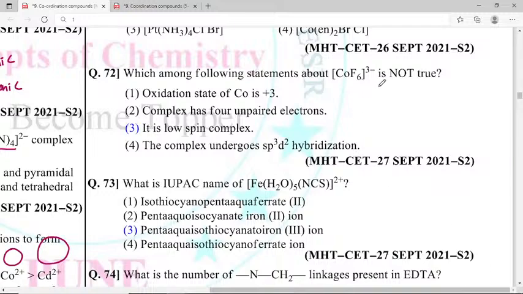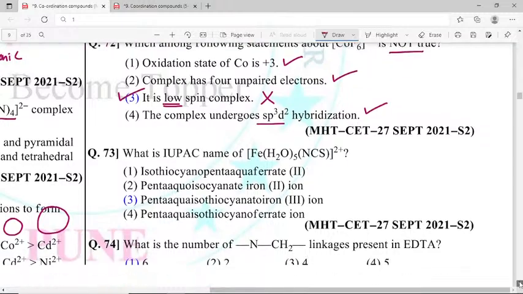Which among the following statements about [CoF6]3- is not true? Oxidation state of cobalt is plus 3, yes, correct. Complex having 4 unpaired electrons, correct. It is a low spin complex? No, it is a high spin complex. So this is not true. The complex undergoes sp3d2 hybridization. Yes, it contains sp3d2 type of hybridization.